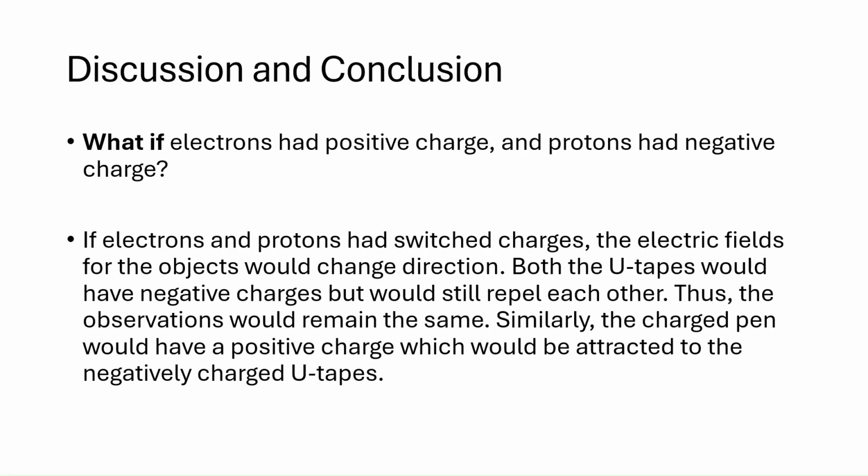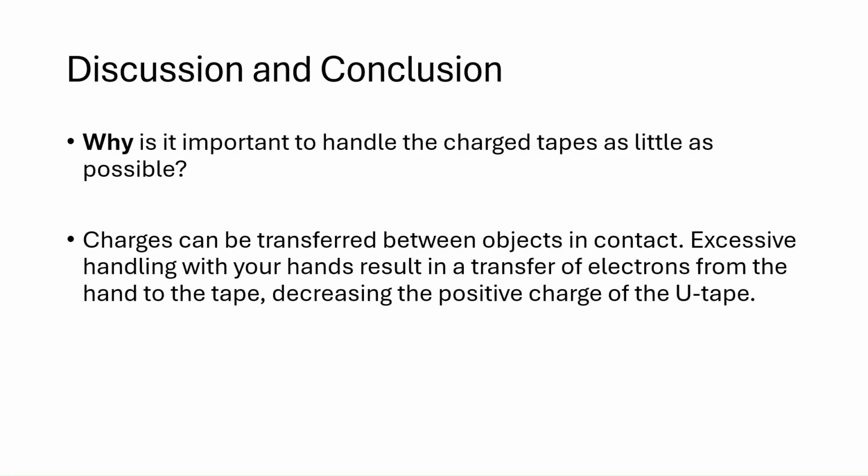If electrons had positive charges and protons had negative charges, the electric fields for the objects in this experiment would change direction. However, since the tapes would then have negative charge, they would still repel each other. Thus, the observations would remain the same. Similarly, the charged pen would have a positive charge which would be attracted to the negatively charged tapes.